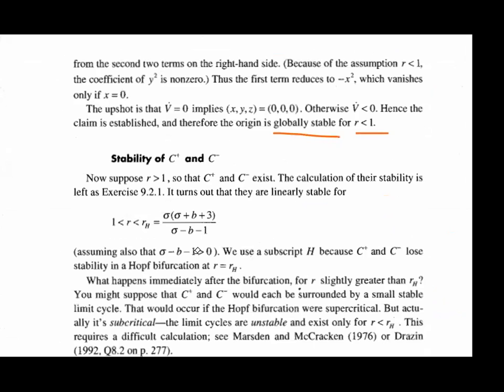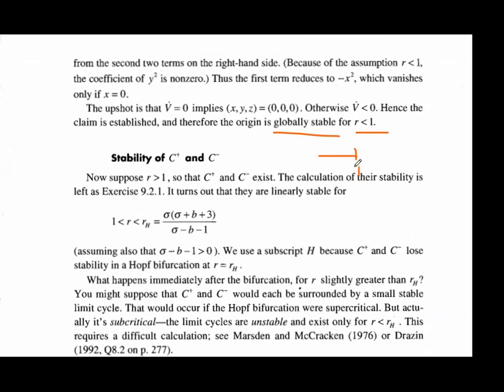Let me see the other one here, when r is greater than 1. We know that when r is greater than 1, the origin becomes unstable, but the system generates two stable fixed points. You can show that these exist and that they are stable.